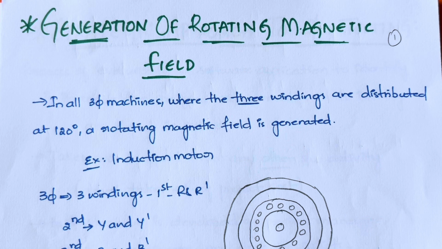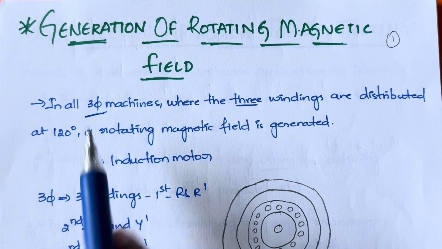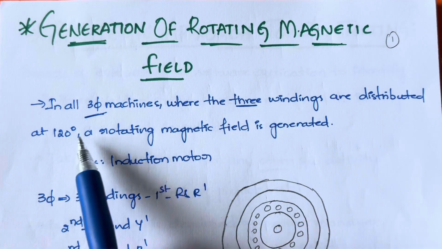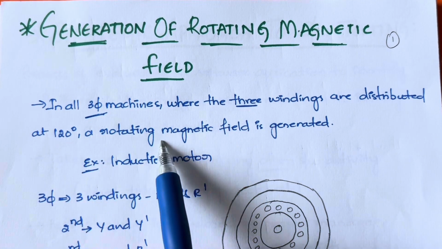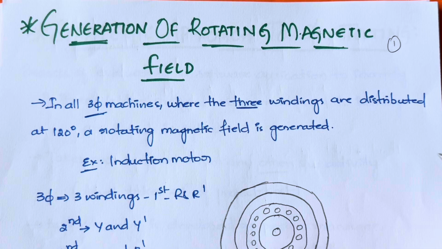To start with, in all the three-phase machines you have three phases, and you will be supplying the phase current with the help of windings, right? In all the three-phase machines where you have the three windings distributed at an angle of 120 degrees, a rotating magnetic field is generated inside that machine. How a rotating magnetic field is generated and what is the derivation of that, everything we will see in this video. Okay, so let's say you have three windings.